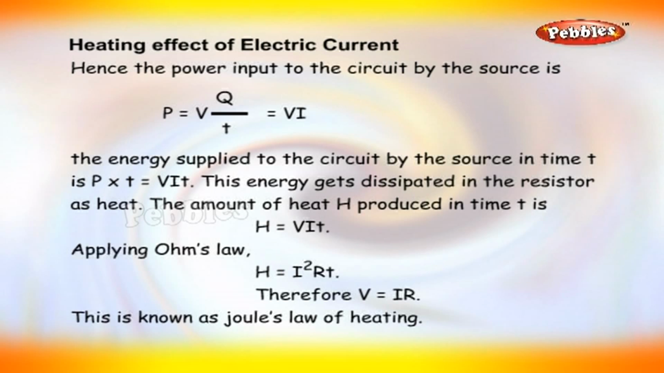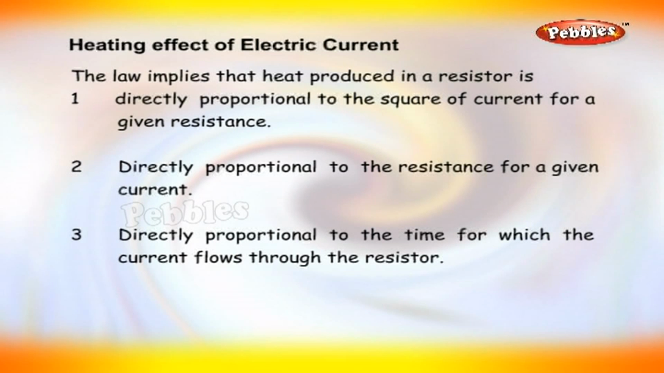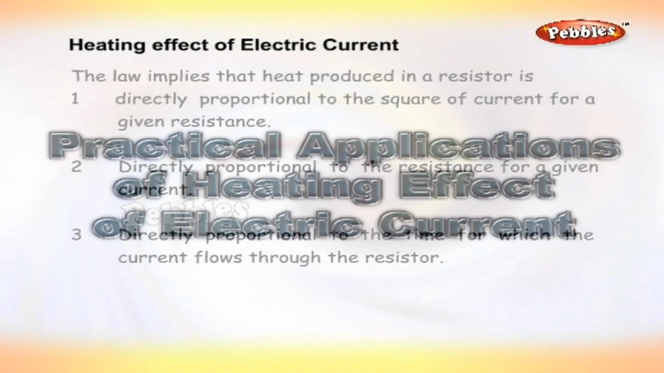This energy gets dissipated in the resistor as heat. The amount of heat H produced in time t is H = VIt. Applying Ohm's law, that is, V = IR, H = I squared Rt. This is known as Joule's law of heating. The law implies that heat produced in a resistor is directly proportional to the square of current for a given resistance, directly proportional to the resistance for a given current, and directly proportional to the time for which the current flows through the resistor.